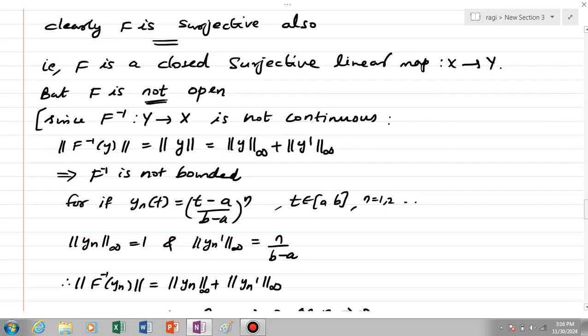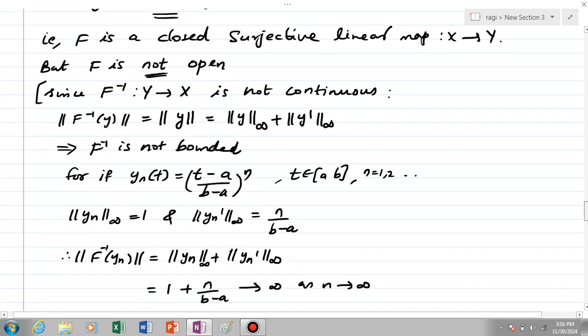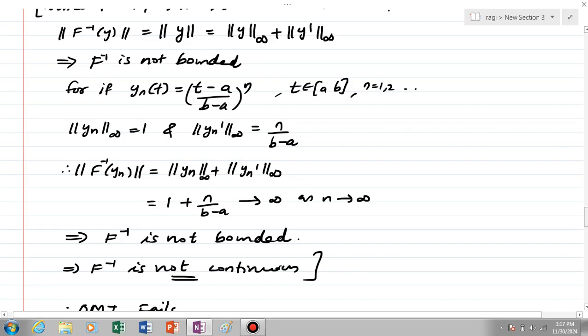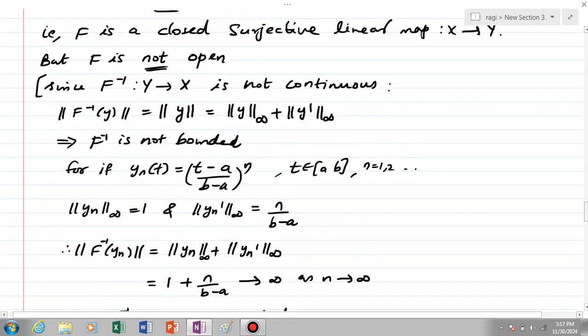This means F inverse is not bounded, because if we choose y_n as the sequence y_n(t) = ((t - a)/(b - a))^n for t in the closed interval [a, b] and n = 1, 2, 3, etc., we can say that norm infinity of y_n is equal to 1 and norm infinity of y_n dash is equal to n/(b - a). And so the norm of F inverse of y_n is equal to 1 + n/(b - a), which tends to infinity as n tends to infinity. This means F inverse is not bounded, and so F inverse is not continuous, and so F is not open.